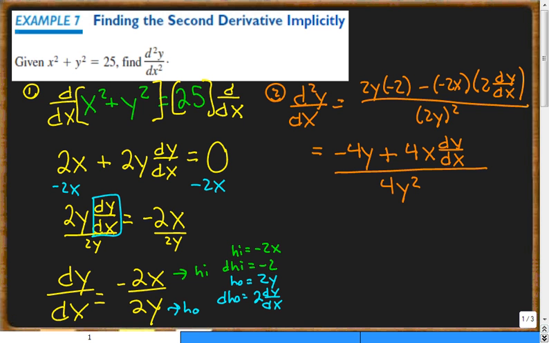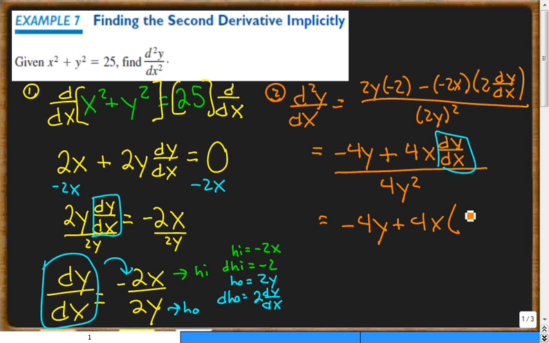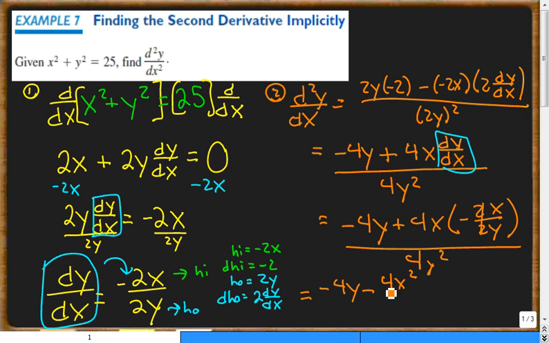Now I need to replace this dy/dx with what I know it to be, which is negative 2x over 2y. When I replace this, I get negative 4y plus 4x times negative 2x over 2y, which is the same thing as negative x over y. I just haven't simplified it yet. And this is divided by 4y squared. So we get negative 4y, and now it's a minus, 4x squared over y, divided by 4y squared.